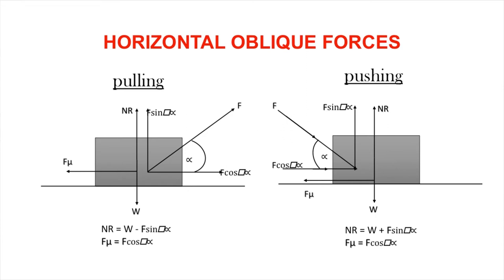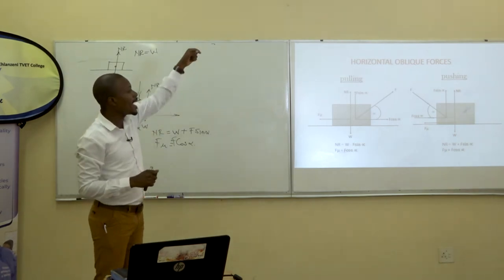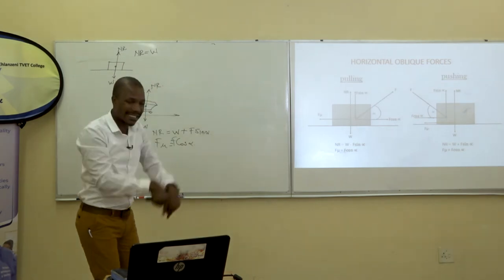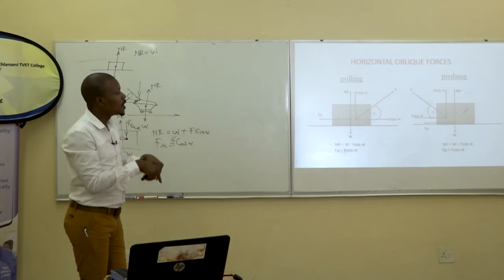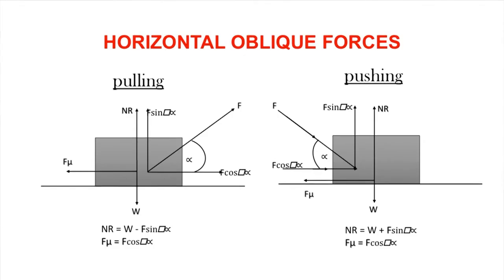But when you are pushing it, you are indirectly adding up force. You have your normal reaction, you have your weight, and when you are pushing this particular object, F cos alpha is the horizontal movement. But now, F sine alpha is the weight which is added on that particular object. So this means the normal reaction will be equal to W plus F sine alpha.